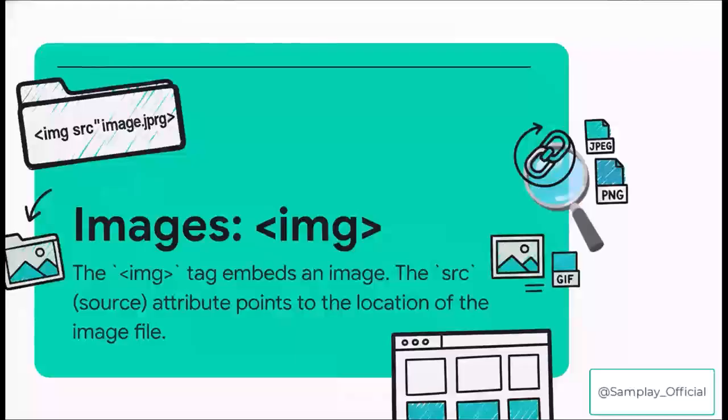Adding an image works in a really similar way. We use the image tag. Now, you might notice this one's a little different. It doesn't need a closing tag. And instead of href, an image needs a source attribute, which just means source. That's where you tell the browser the exact file name or web address of the picture you want to show.